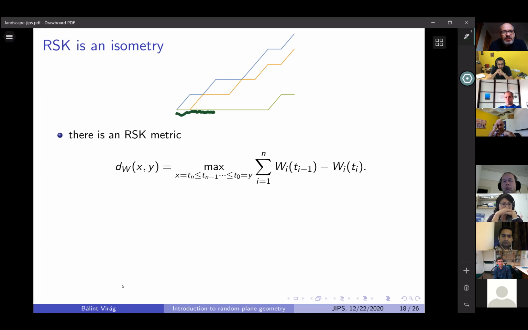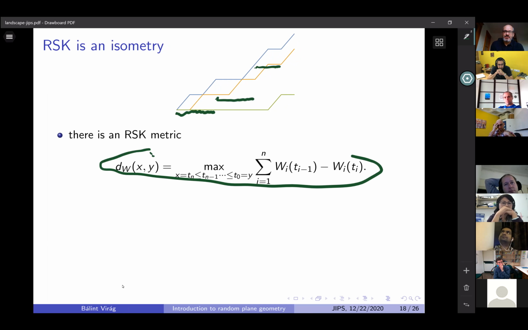You start on the green path for a while. You pick up some increments of the green path. Then you jump to the orange path. You pick up some increments of that. And you jump to the blue path and pick up some increments of that. And you sum these increments and you optimize over all ways of jumping. Okay. So this is what this DW is. This is the RSK metric.